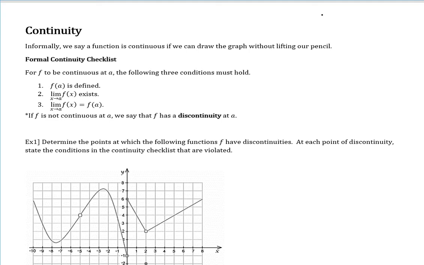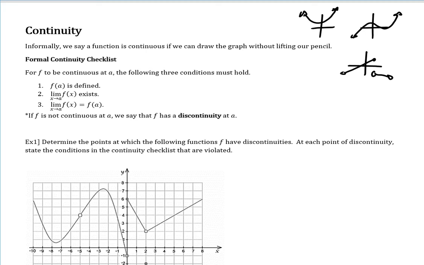So if you draw it left to right, say we have our graph, like something like this. Well, I could draw that left to right without lifting my pencil. Something like this, there we go. I could draw both of those without lifting my pencil, so we would say it's continuous everywhere. Well, if you have to lift it up to continue drawing, like if I had to do something like this, so I had to lift my pencil to draw the gap there, then we know it's not continuous at that point.